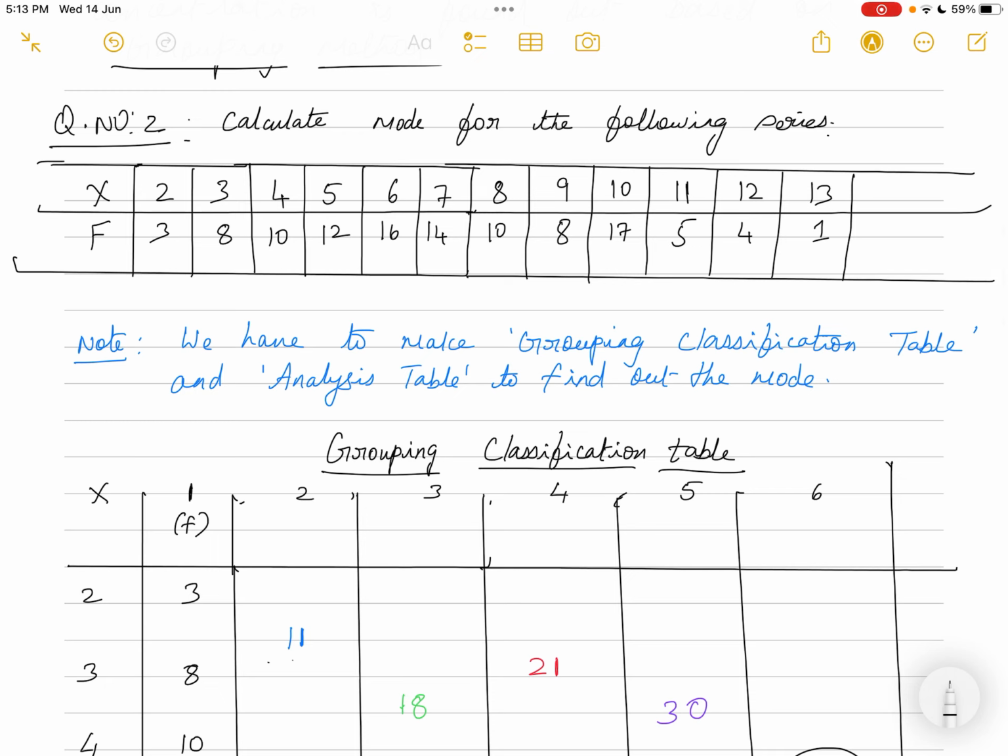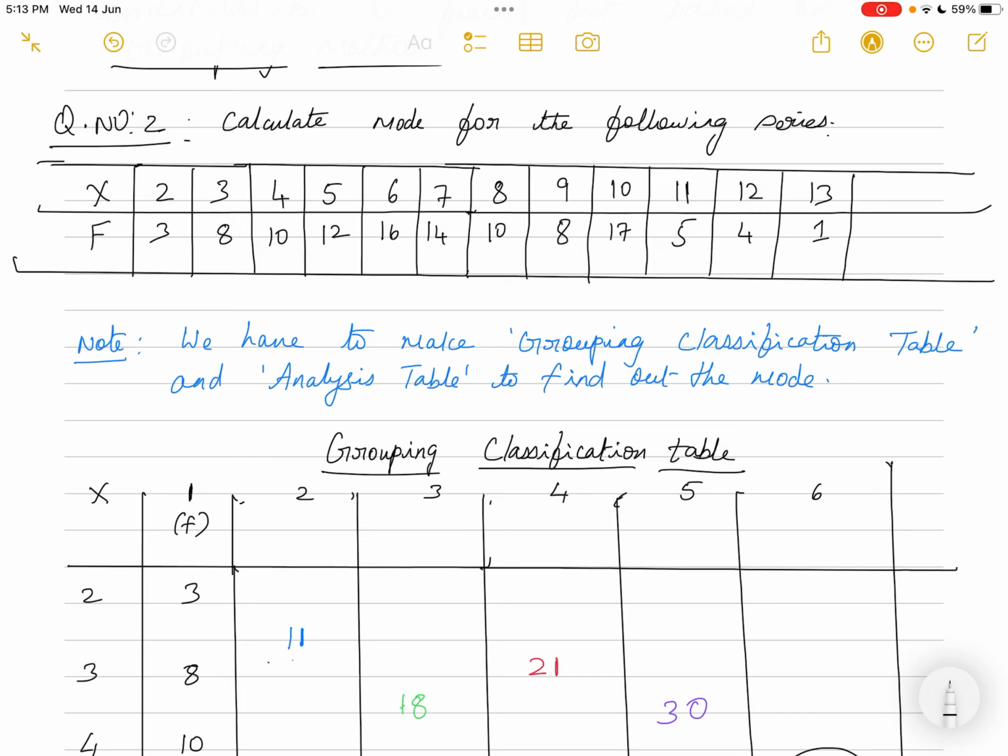Question number 2, calculate mode for the following series. This is what is given. The X values are 2, 3, 4, 5, 6, 7, 8, 9, 10, 11, 12 and 13, and F, that is the frequency, is 3, 8, 10, 12, 16, 14, 10, 8, 17, 5, 4 and 1.